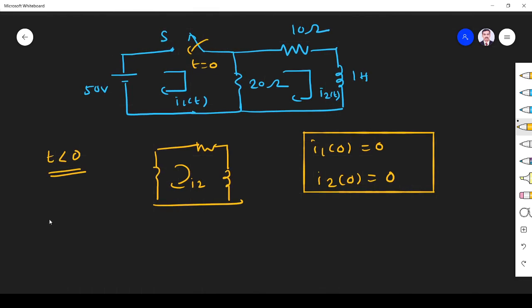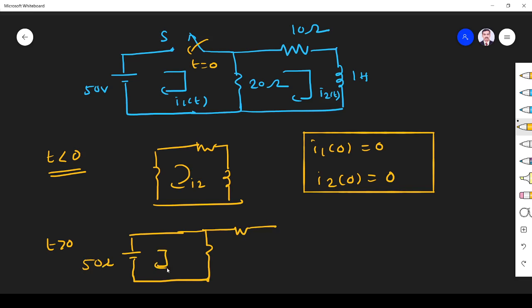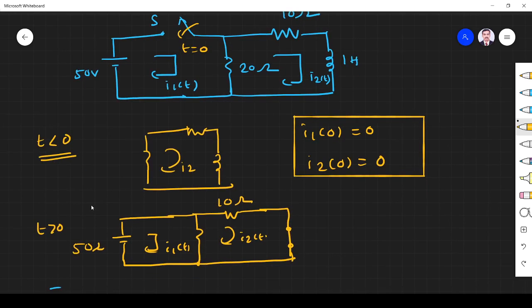When t is greater than 0, what happens? The switch is closed, because the switch is closed at t equal to 0. Now the circuit becomes like this. This is 50 volt, this is I1 of t, this is I2 of t. When we apply steady state, the inductor is shorted, right? So 10 ohm is there. Now I have to find I1 and I2. So first I find the total current, then I find I1 and I2.